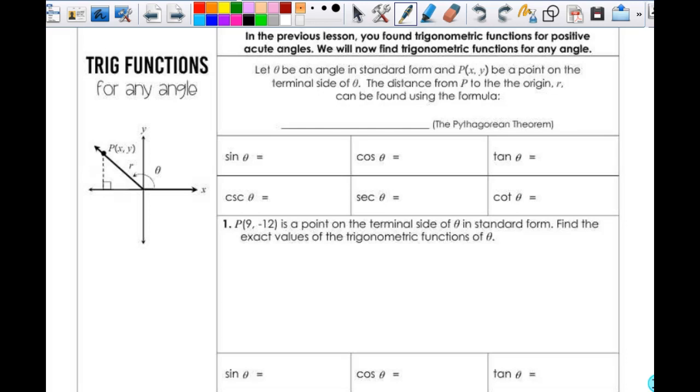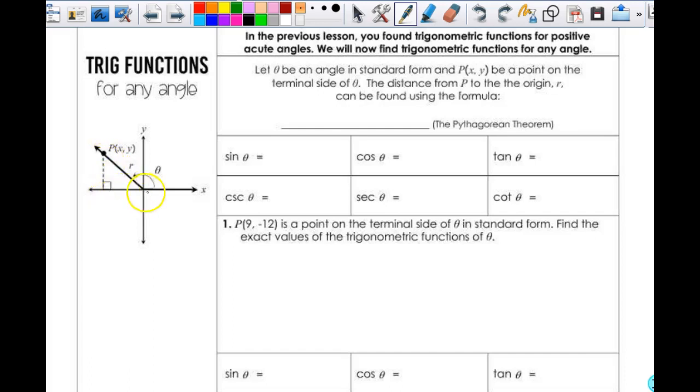So that means that the vertex, standard form means that the vertex is at the center of the circle, one ray is on the positive x-axis, and the point P, which is (x, y), is going to be a point on the terminal side of theta. And the distance from P to the origin is r, so basically the radius of a circle. It's not necessarily 1, not necessarily the unit circle. And so it can be found using, which gives it away right there, the Pythagorean theorem.